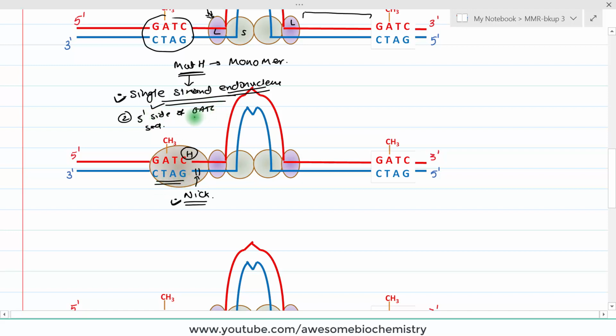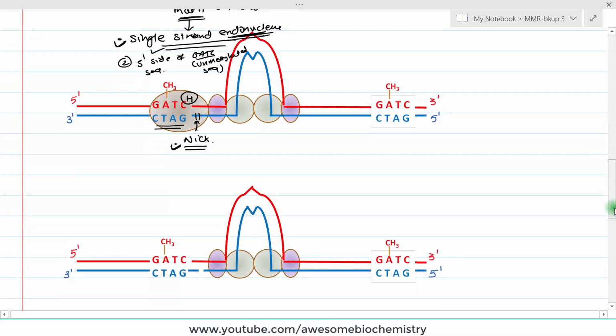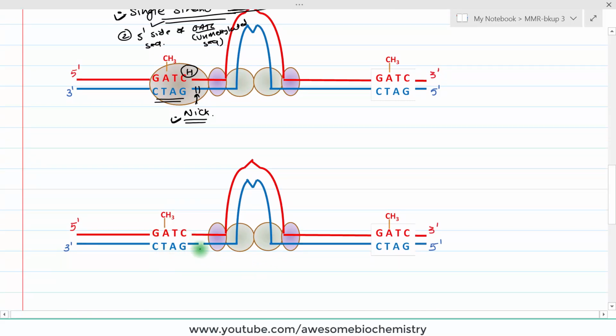This is an important aspect: on the 5' side of the GATC sequence which is unmethylated. Here we have to specify that we have two GATC sequences, but it cuts only the unmethylated GATC sequence. So out of these two, this lower one, which is of the daughter, is unmethylated, and so the cut is made over here. Once its endonuclease activity has carried out its action, this MutH is removed. So in this diagram I have shown the cut over here and MutH is removed.